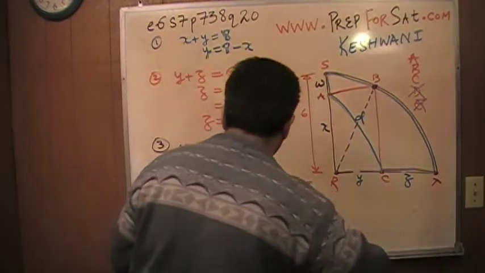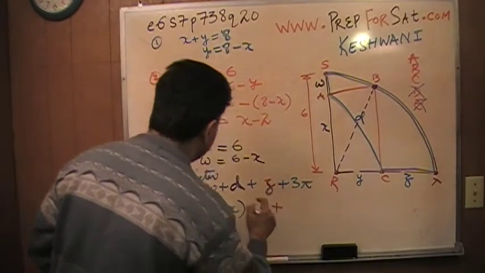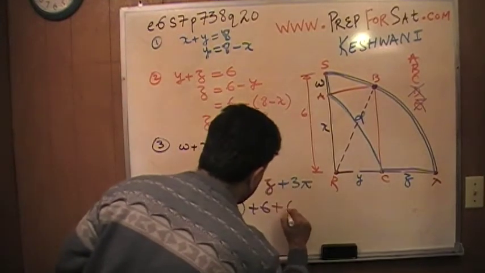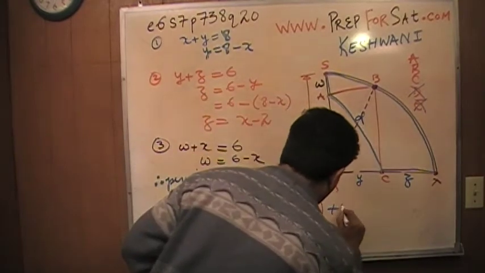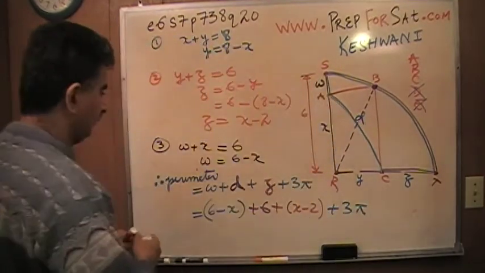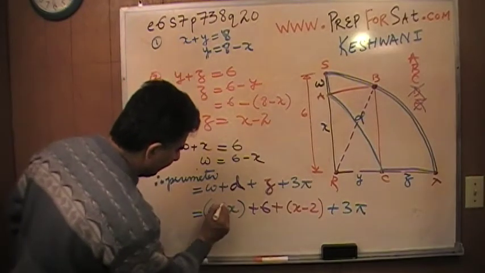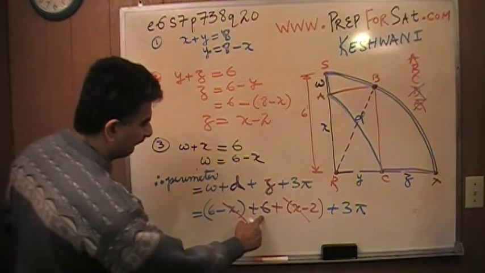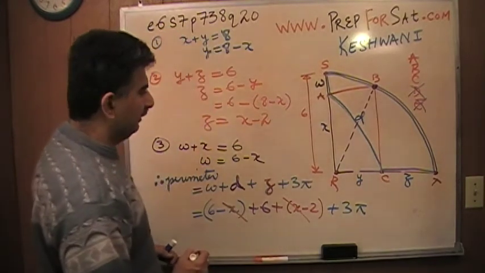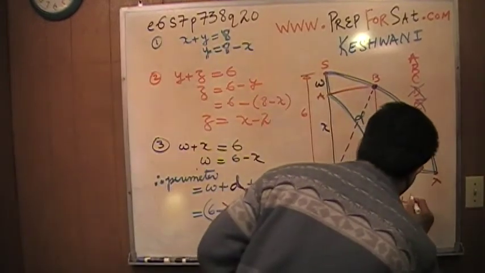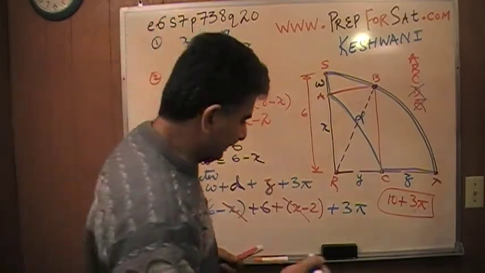Continue then. My z is x minus 2. And finally, I have the 3 pi. We're almost there. I get a negative x and a positive x, they cancel out. 6 plus 6 is 12, minus 2 is 10. 10 plus 3 pi is the answer. 10 plus 3 pi. The answer is B.